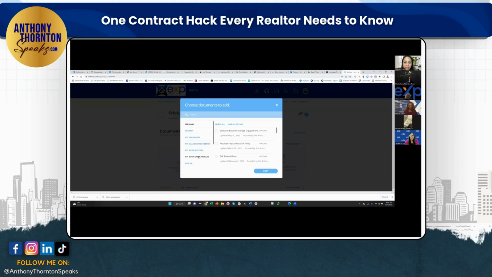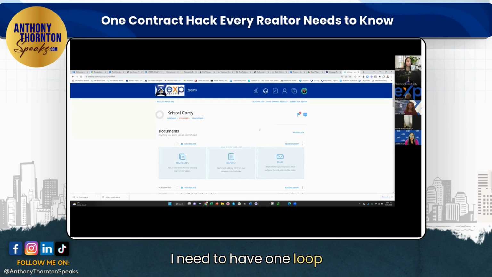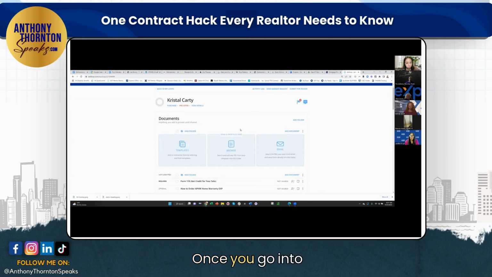You guys with me? Yes. Okay, that's what I would do here. If you're on my team, I need to have one loop for every client. I don't need multiple loops for multiple clients. It's very confusing for our transaction coordinator. Once you go into contract on a deal, it goes from this person's name to the property address. All right, cool. So everybody has that. Gotcha.